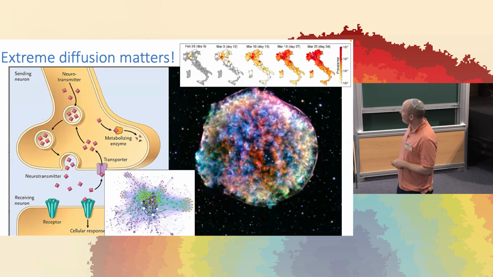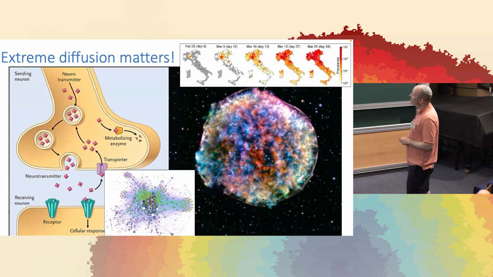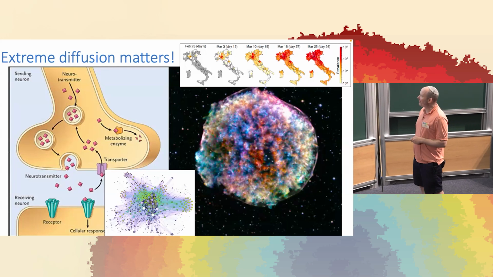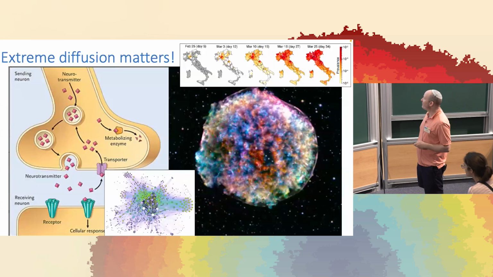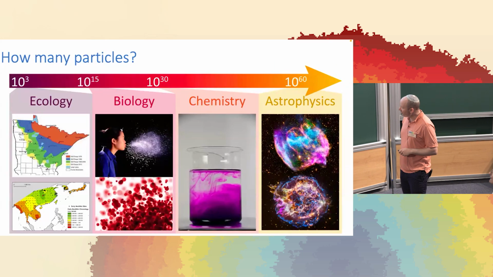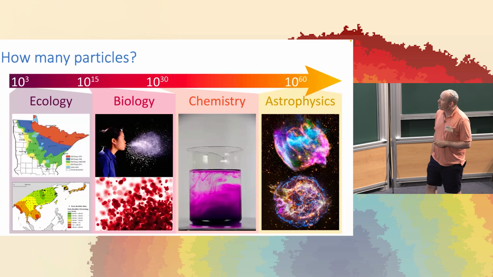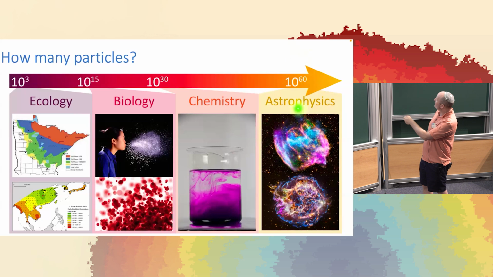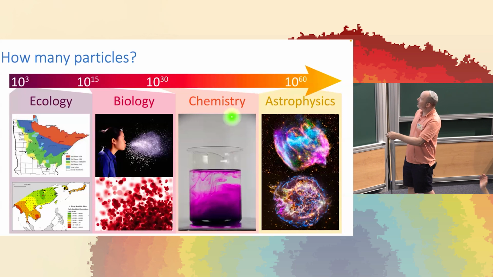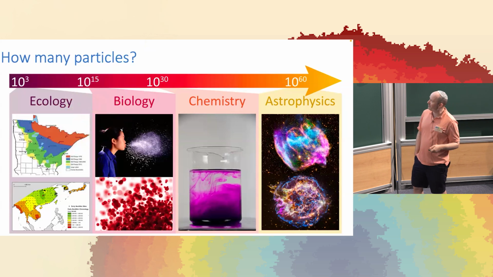OK, so hopefully, and you can create your own examples, but hopefully you believe that somehow extremes might matter when you're looking at large systems of diffusing particles in some sort of environment. Now, I just want to give you a sense of the scales. When we're talking about many particle diffusions, we of course can talk about scales that range quite wildly. On the extreme side, we have astrophysical scales, so 10 to the 60 photons, chemical scales, biological scales, and ecological scales. You should imagine somewhere, I would say, in the range of 10 to the 15 particles.